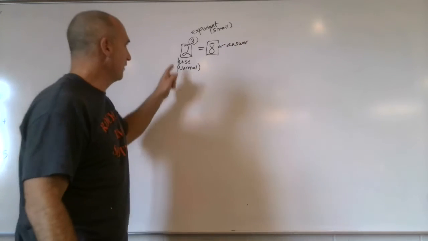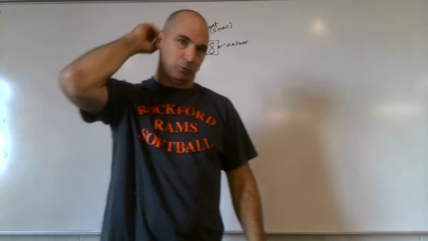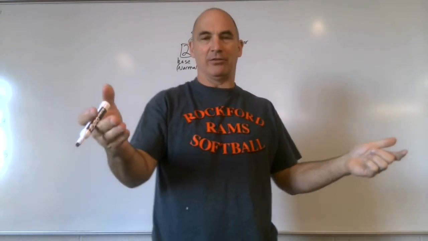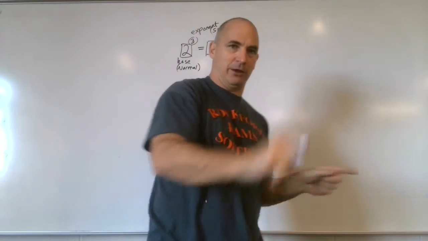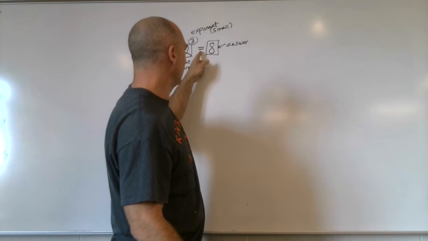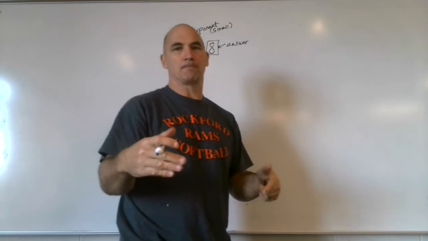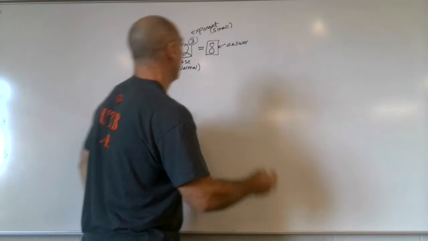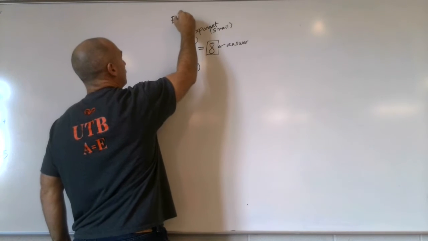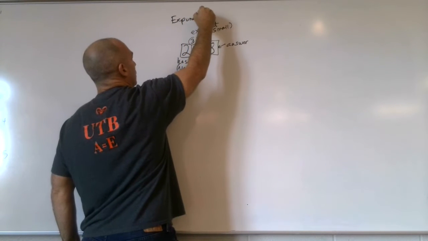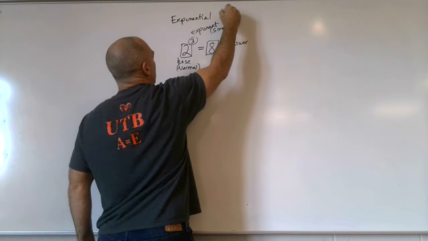So, if I asked you to read this, because most of our native tongue is English, we would read it left to right, and we would say 2 cubed equals 8, or is 8. Now watch this. This is called an exponential equation.